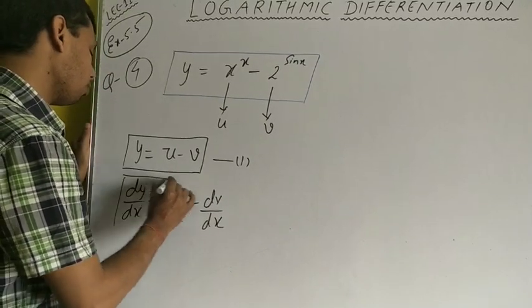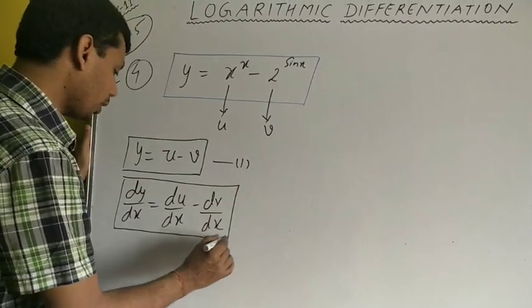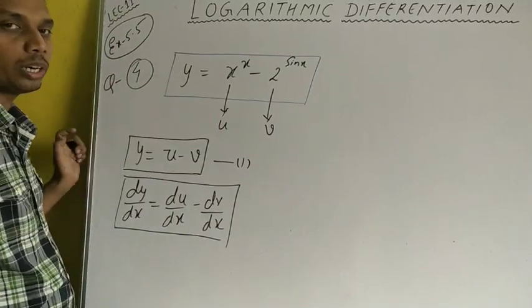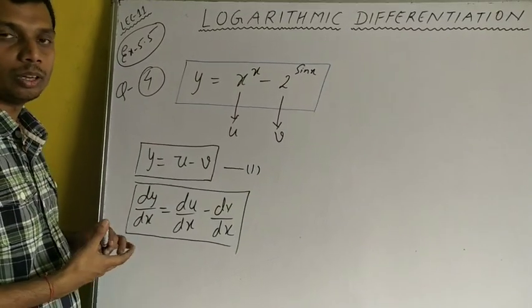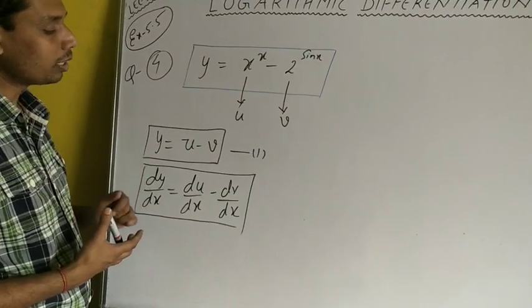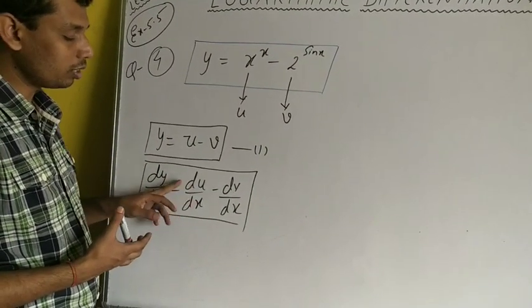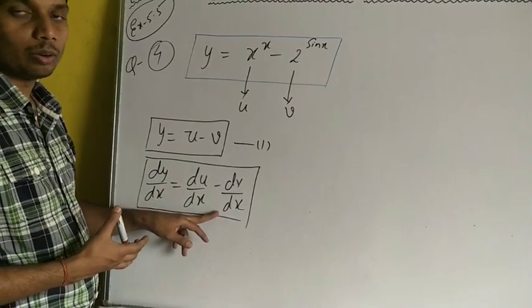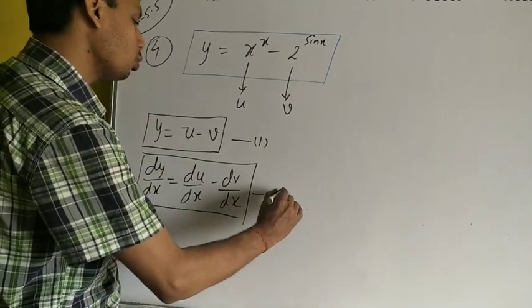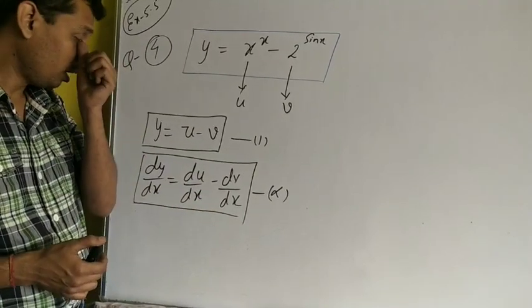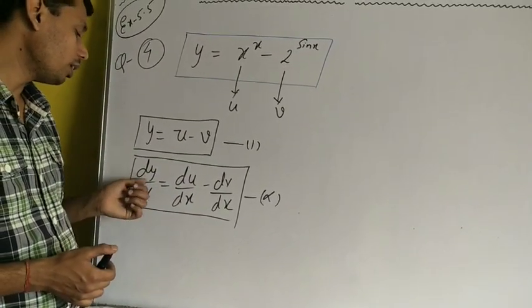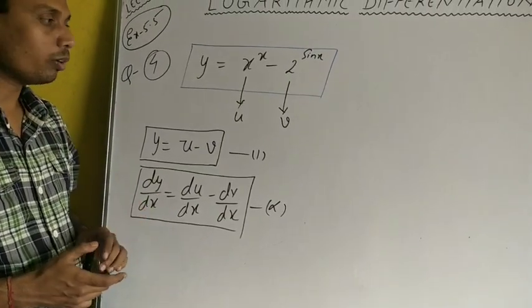Now we have assumed that u is equals to x to the power x, and the value of v is equals to 2 to the power sin x. Separately we will determine du by dx and dv by dx, and we will substitute the values of du by dx and dv by dx in this, as a result of which we'll get the value of dy by dx. This is one of the methods.